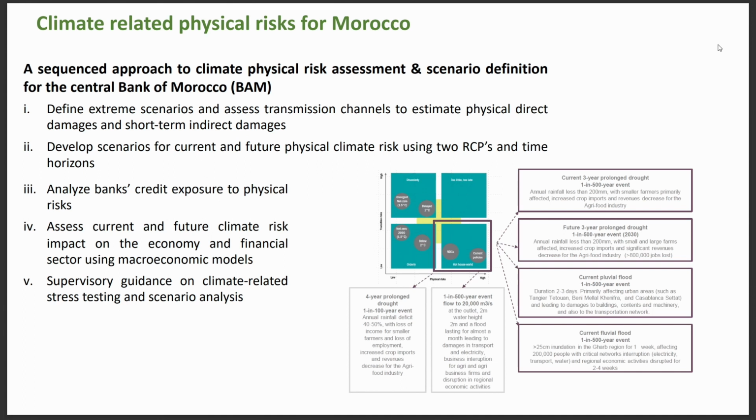So the work is still in progress, and of course to be discussed with the central bank, so I cannot really share numbers. But fundamentally, what I want to say is that the process of engaging with the central bank was quite important, just to define the relevant scenarios. A lot of work has been put in with them to identify those scenarios in terms of prolonged droughts or floods. And of course, these are extreme events from their perspective, and then the idea is to see what the potential impact on the economy will be.